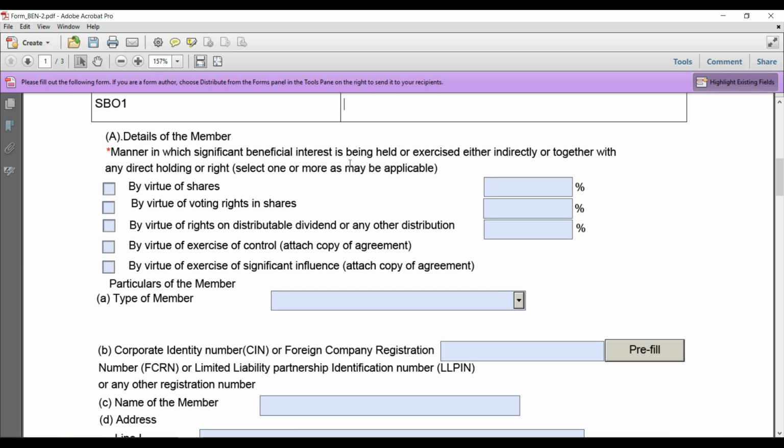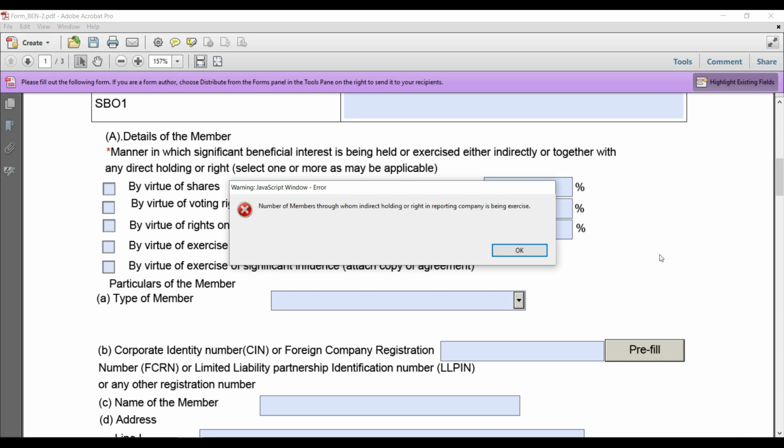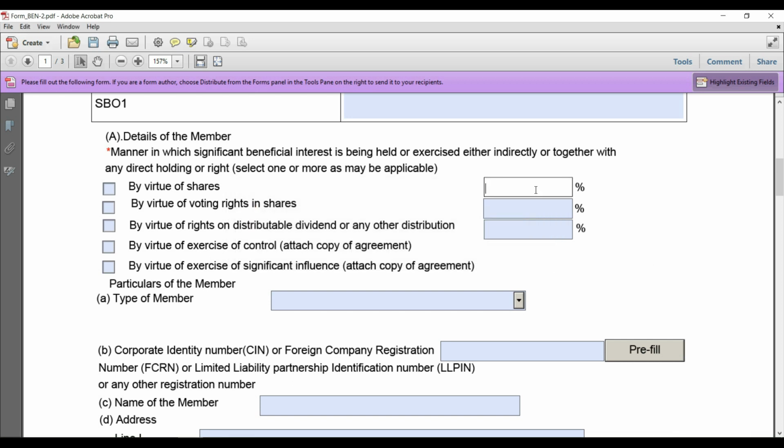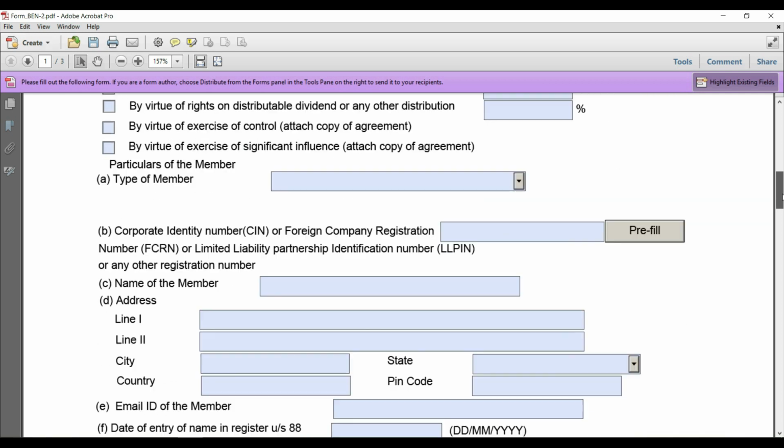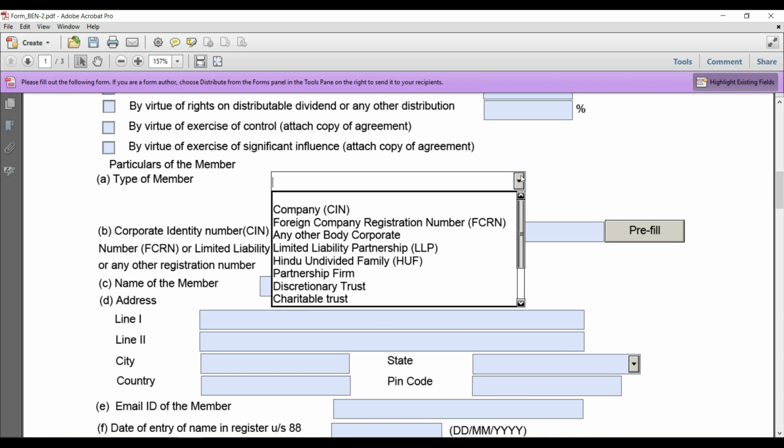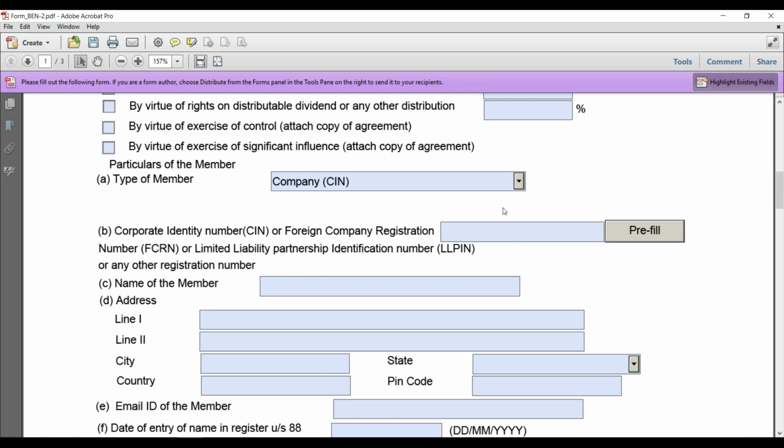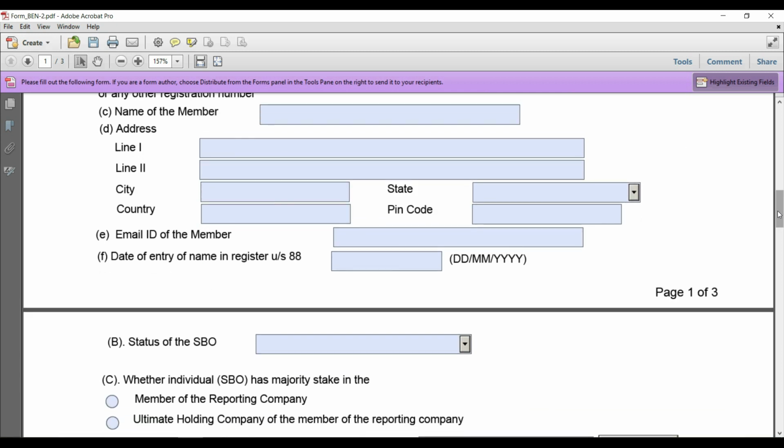The manner in which significant beneficial interest is being held or exercised, either indirectly or together with direct holding or right. Whatever is mentioned in the BEN-1, we have to file according to the same, by virtue of direct shares. Okay, we have to mention here the percentage of the indirect holding. Then we have to select the type of the member. If the member is a company, then we select company. We have to mention the SIN number there and it will prefill. All the details about the company will be prefilled. Then the email ID of the member, meaning of the company, we have to mention here.